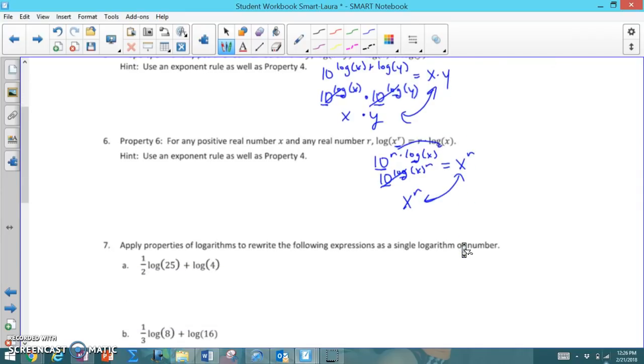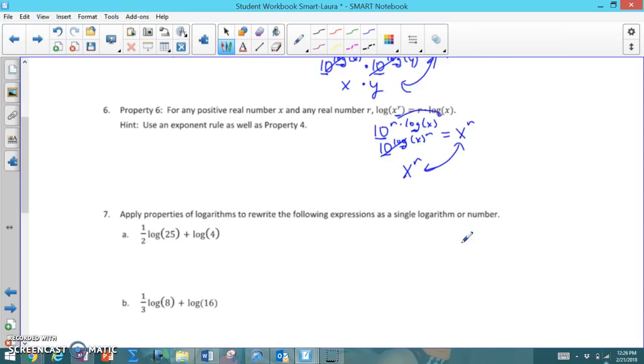So you can see that those are little explanations as to why those 6 properties work the way they do. But the job of this section is to now use those properties to solve some different things. Make sure you're reading the directions carefully so you know what's expected of you. Here it says apply properties of logs to rewrite as a single log. So right now I have 2 logs in the question. I need to rewrite it as 1.